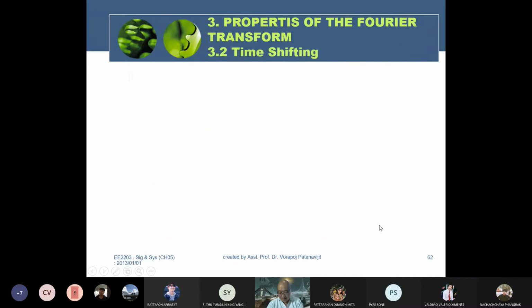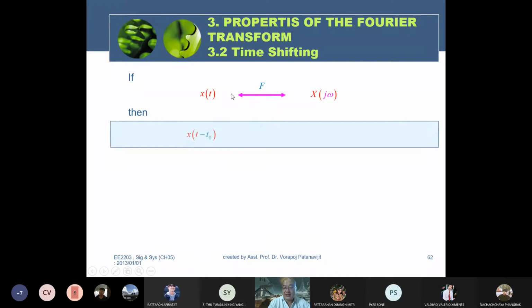Okay, the next one is the time shifting. For the time shifting, if you know the Fourier transform of x(t) is X(j omega), what about this transform? This is a time shifting. If you shift x(t) by t naught, instead of recomputing the Fourier transform again, no, you can use the previous result and multiply it by a symbol e to the minus j omega t naught.